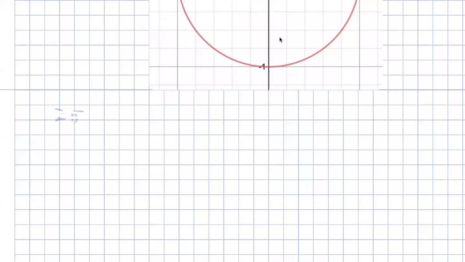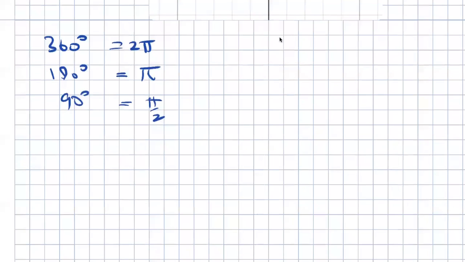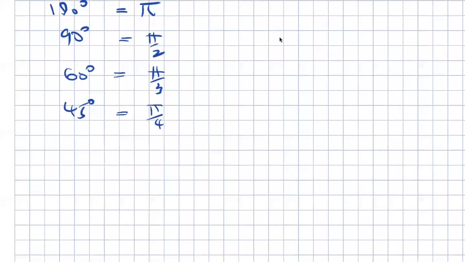So 360 degrees is 2 pi, which accounts for a full circle. Remember, again, that relates to the arc length when we've got a unit circle with a radius of 1. 180 degrees is equal to pi. 90 degrees is equal to pi over 2. 60 degrees is equal to pi over 3. 45 degrees is equal to pi over 4. 30 degrees is equal to pi over 6.